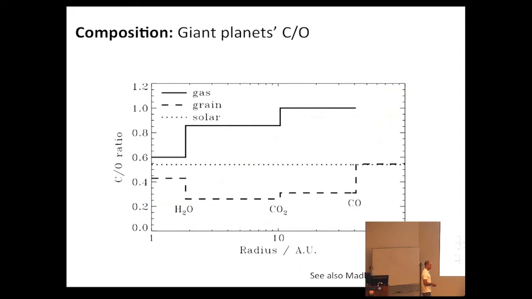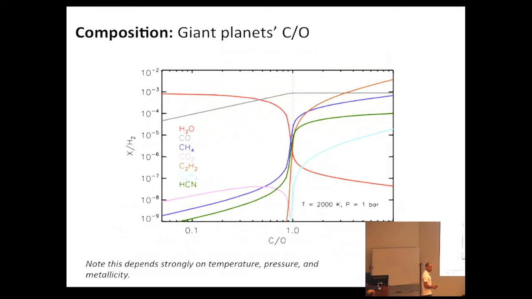These are equilibrium calculations. So I think this is valuable for hot planet atmospheres where, at high pressure, it's hot enough that equilibrium is a safe assumption.